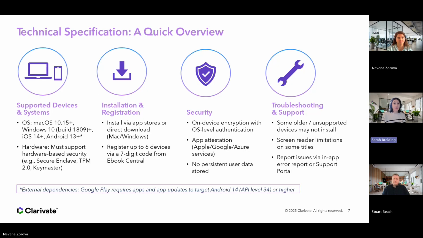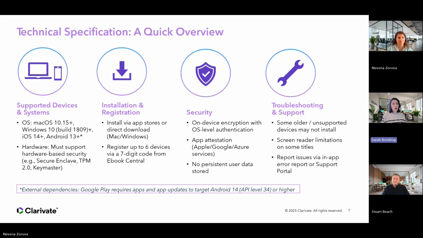And to support libraries in their transition to the app, we're going to be providing a technical specification document that may be useful for your IT or procurement departments. There's a lot of information included in the tech spec, so I'm not going to read out this full slide, but I do recommend maybe pausing the screen and reading as you need. And the full tech spec document will be linked here for you to download and share with your relevant departments.